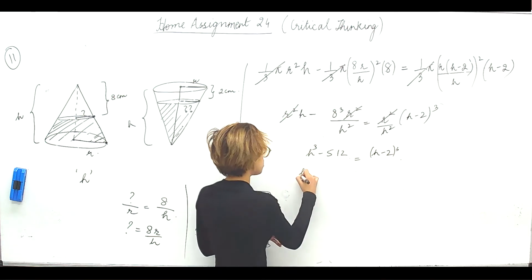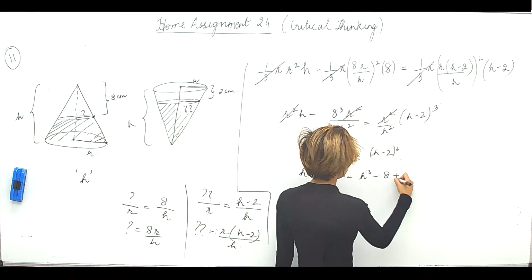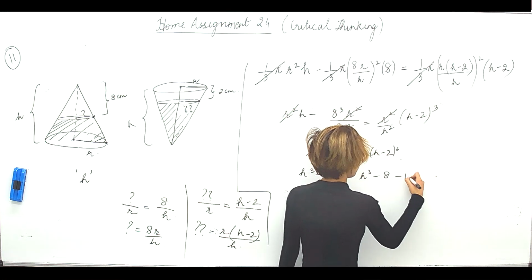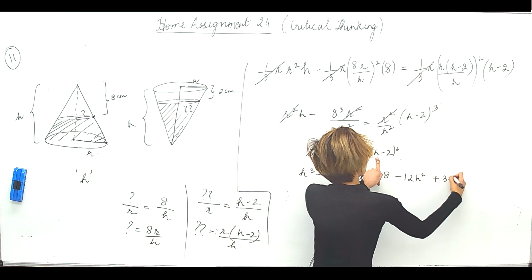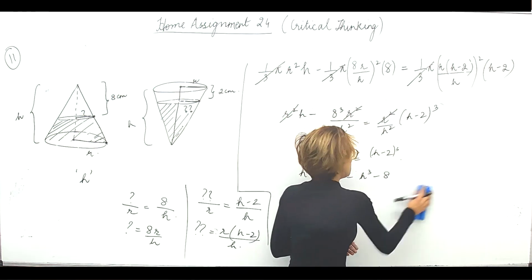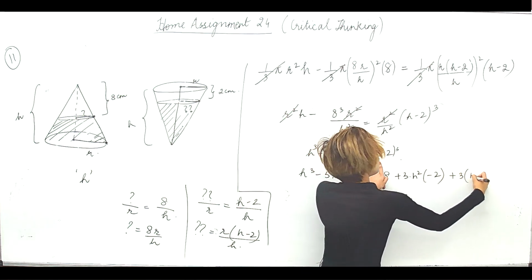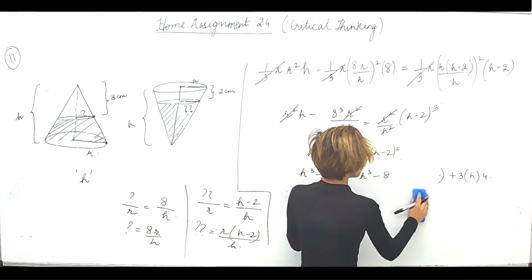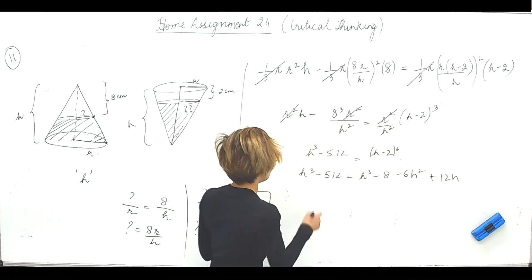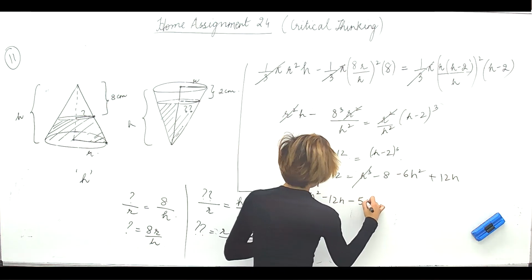Now let's open it up. So h cubed minus 512 equals h cubed minus 8, plus 3 into h squared into minus 2, plus 3 into h into (minus 2) squared, which is 4. So this is minus 6h squared. Plus 12h. I hope the calculation is right. This and this get cancelled. So shifting everything to this side: 6h squared minus 12h minus 504 equals 0.